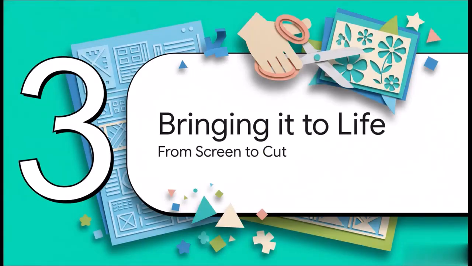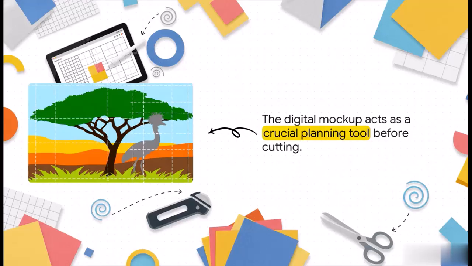So, with our vector design looking sharp and clean, we are ready for the magic. It's time to take what's on our screen and turn it into a physical object. Let's see how it goes from screen to cut. But hold on, before a single blade touches paper, the entire scene is built digitally first. This is such a critical planning step. You get to play with colors, arrange all the different layers, and get the composition looking just right. This is the complete digital blueprint for the final piece.